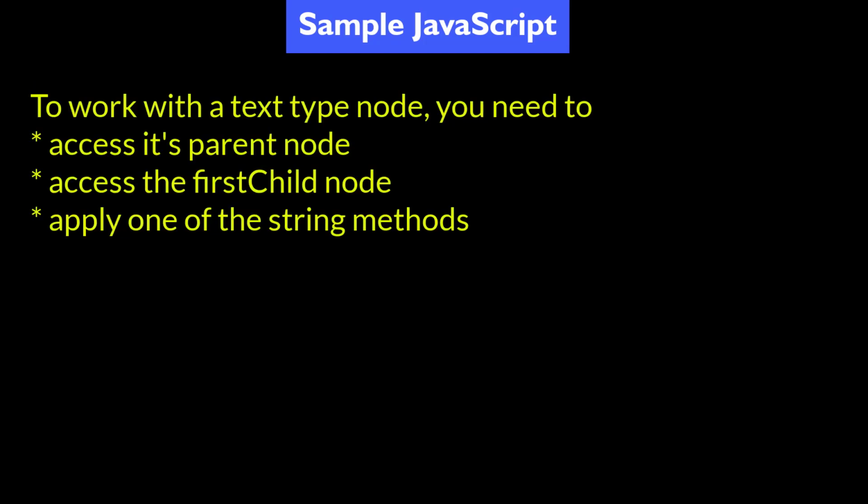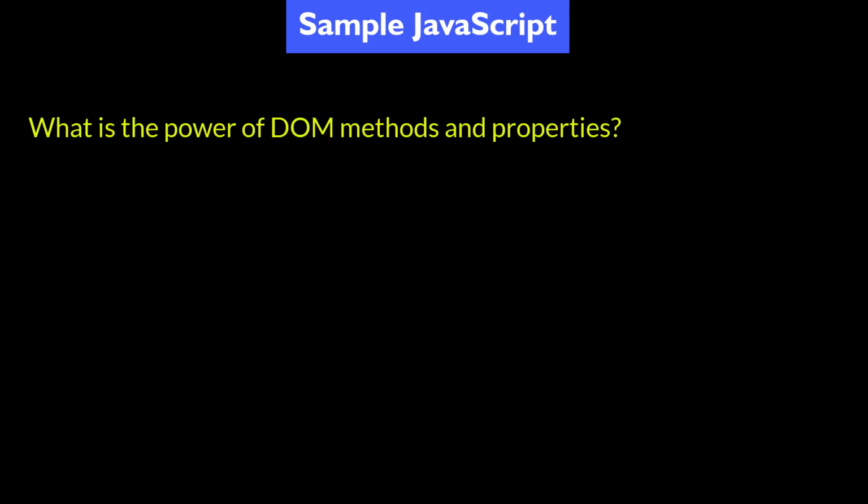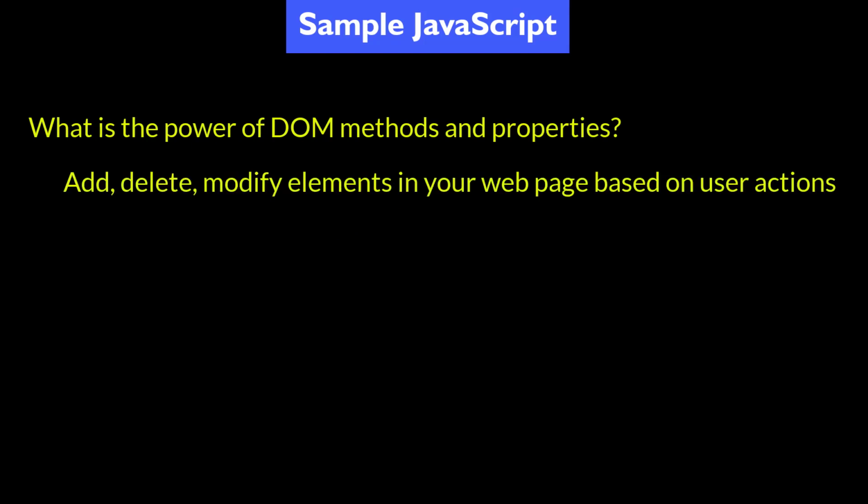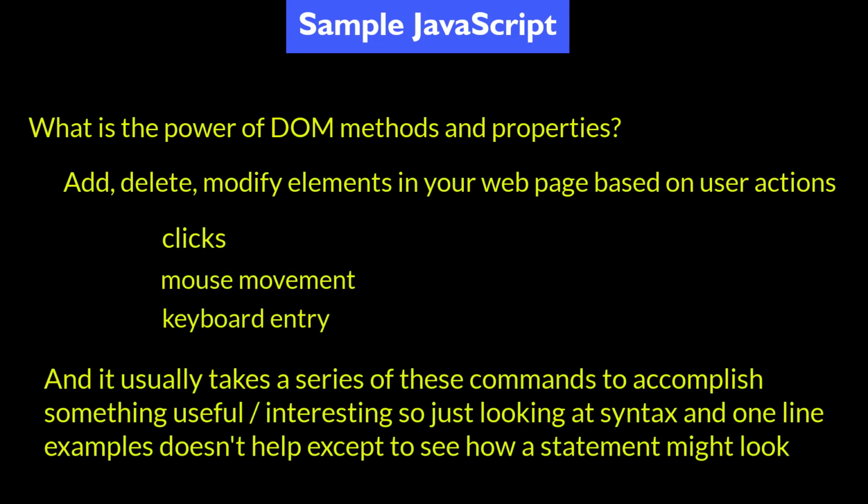So to work with a text type node, you need to access its parent node and then access the appropriate child node, then apply one of these methods. It's hard to comprehend the power of these tools until you have an actual opportunity to use them. But you can add and delete and modify elements in your web page based on user actions, clicks, and mouse movements and keyboard entry. And it usually takes a series of these commands to accomplish something useful or interesting, so just looking at the syntax and one-line examples doesn't help, except to see how the statement might look.